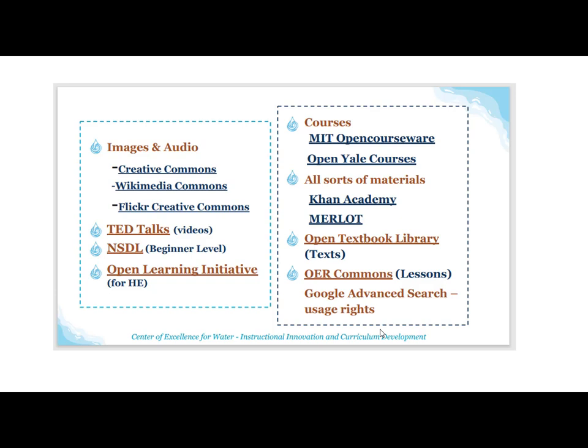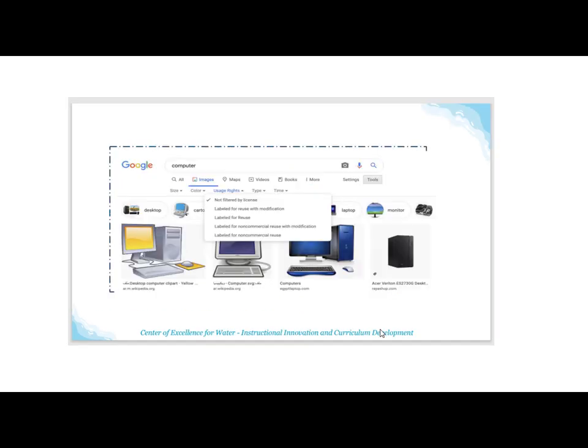Here are some examples to find images and audio, and to find courses. There are several locations like Creative Commons, Wikipedia Commons, Flickr Creative Commons, and for courses you can find it in MIT OpenCourseWare, or even all sorts of material you can find in Khan Academy and other locations.